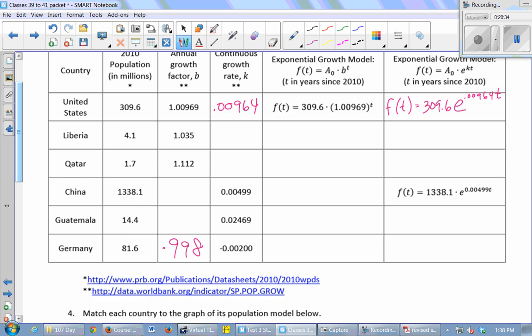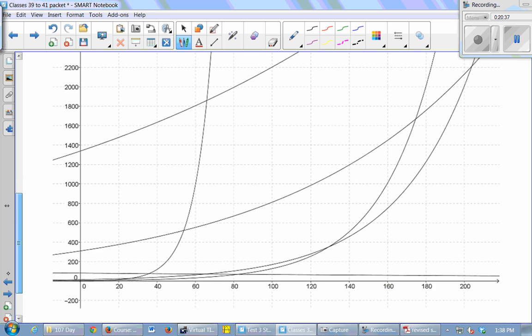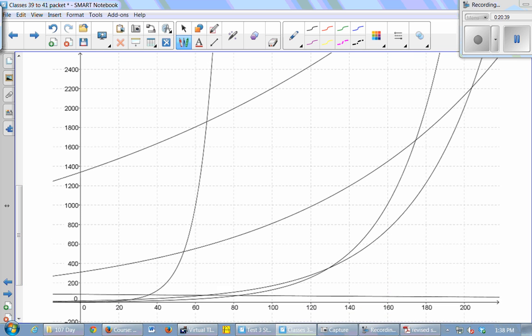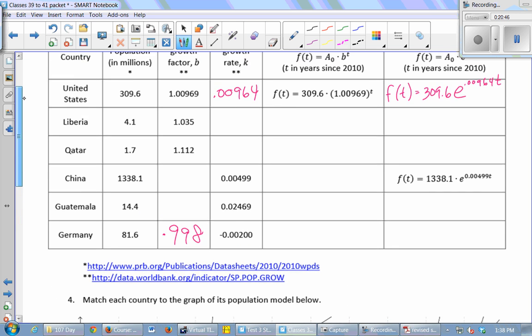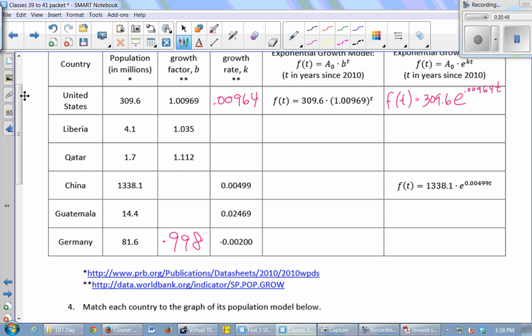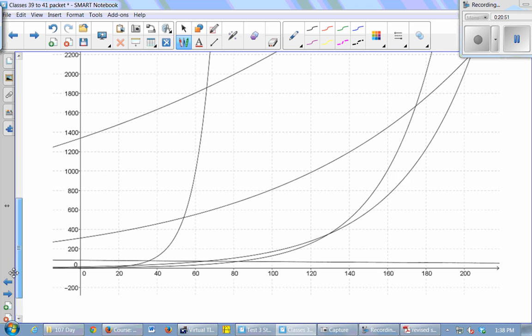So I graphed each of them, and then you can identify some of them based on the y-intercept, right? The A0 tells you the initial amount, and this one that's up at almost 1,300 million, 1,338 million, that's got to be China, right? So this one that has the highest starting population has to be China. And then the one that has the next highest starting population, about 309 million, that's the United States. The only line that's decreasing has to be Germany, so that's this one.